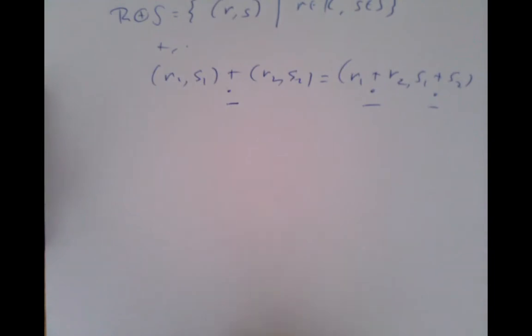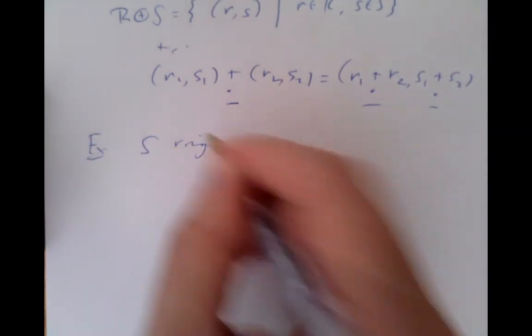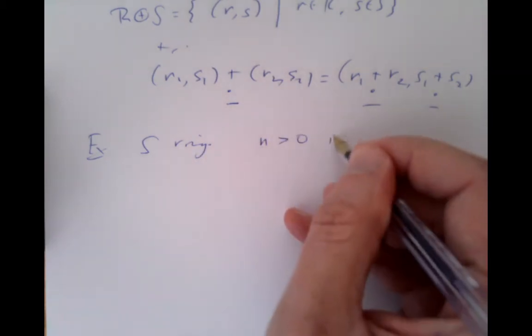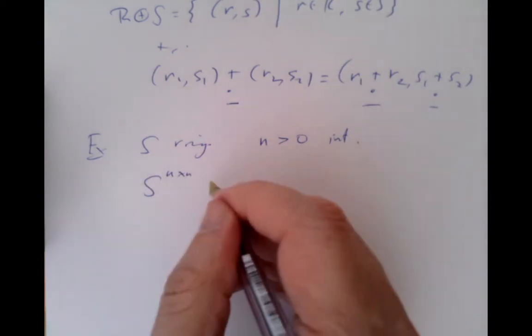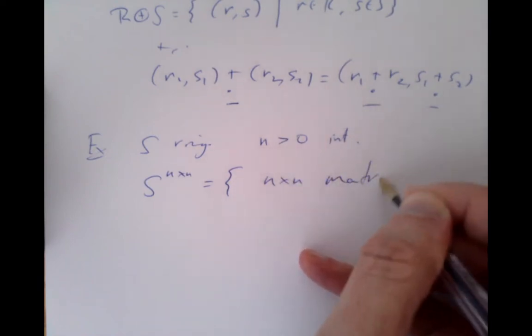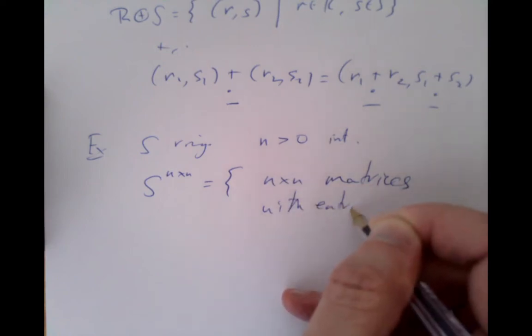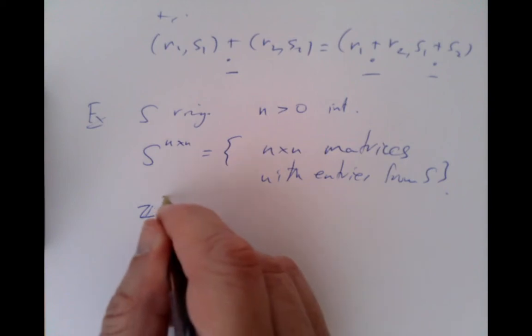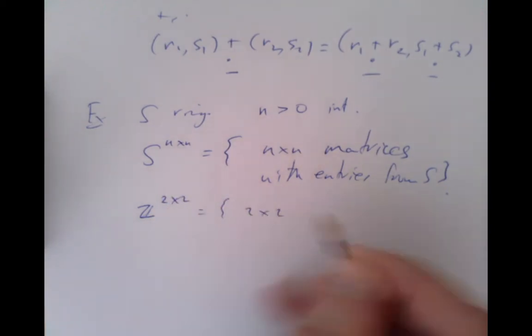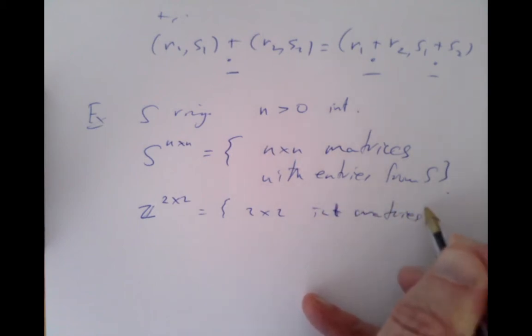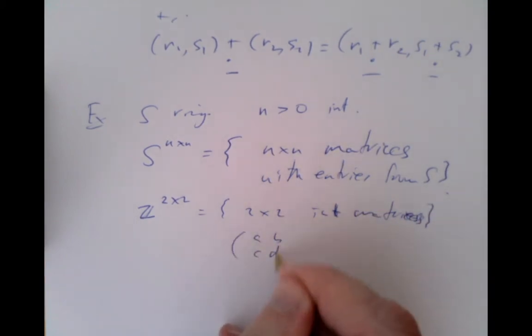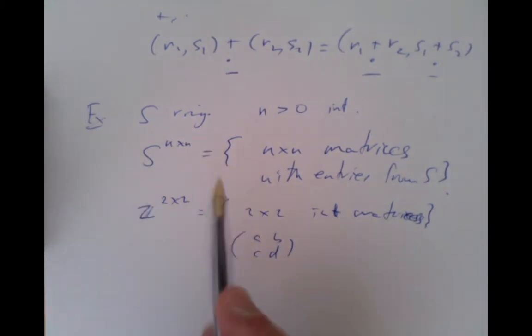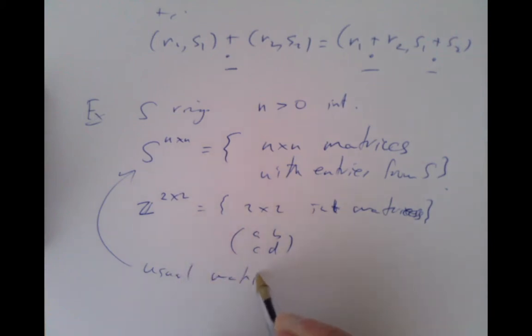And yet another elementary construction of new rings from old. If you have a ring S, and you have, let's say, n a positive integer, then you can look at what I'll call S n by n, and that's the set of all n by n matrices with entries from this ring S. So integer matrices, for example, that sort of thing. So for instance, if I wanted to do Z 2 by 2, that's the set of 2 by 2 integer coefficient matrices. So they look like A, B, C, D, where those are all integers. So that's obviously going to be a ring where we use usual matrix addition and multiplication, and where the zero matrix is the obvious. We use the symbol zero to represent the zero matrix.